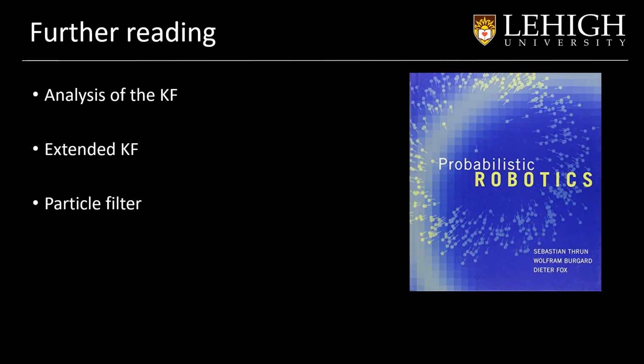So for further reading, I really recommend the book Probabilistic Robotics from Sebastian Thrun. This is a great book. Almost every roboticist has this book, and in this book you can find the whole analysis of the Kalman filter. We can have other methods like the extended Kalman filter, we can have probabilistic mapping, and this book is a very important part of every roboticist's library.